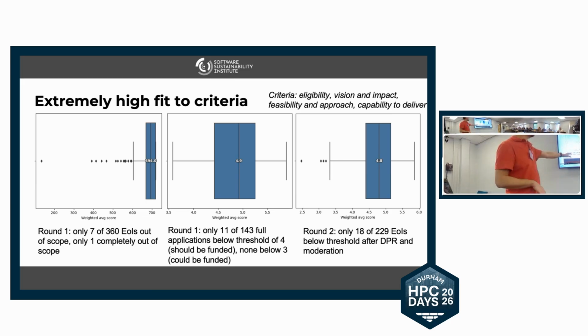This was a program team review. There were only 7 of the 360 expressions of interest that could be considered partially out of scope, and only 1 that was fully out of scope. And even that was a great project. It just wasn't in scope.